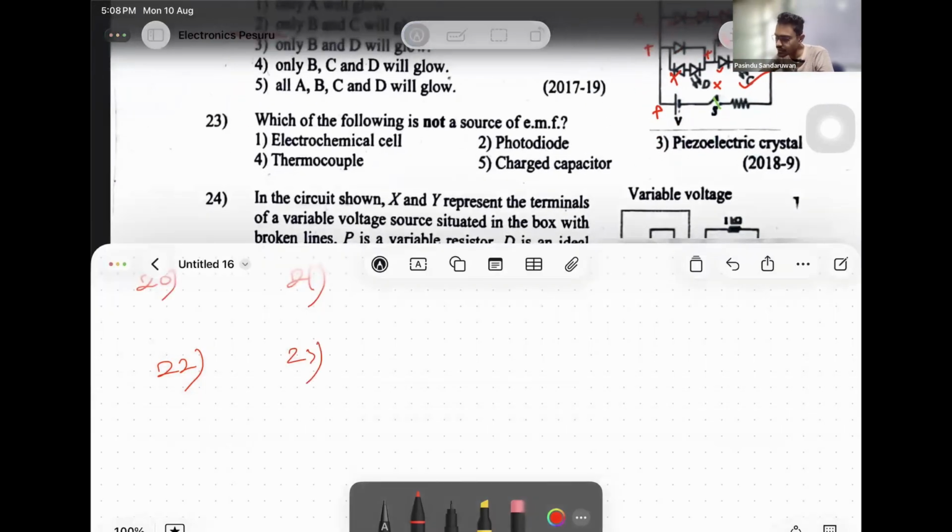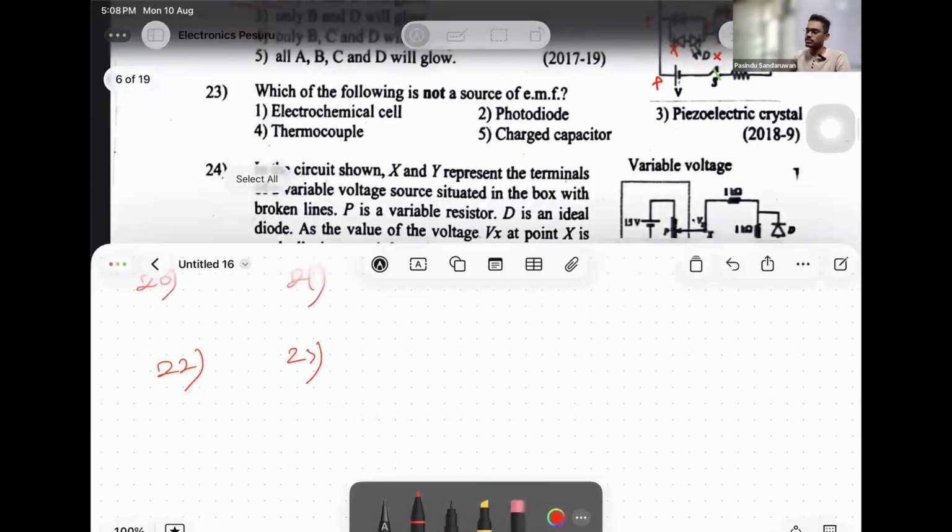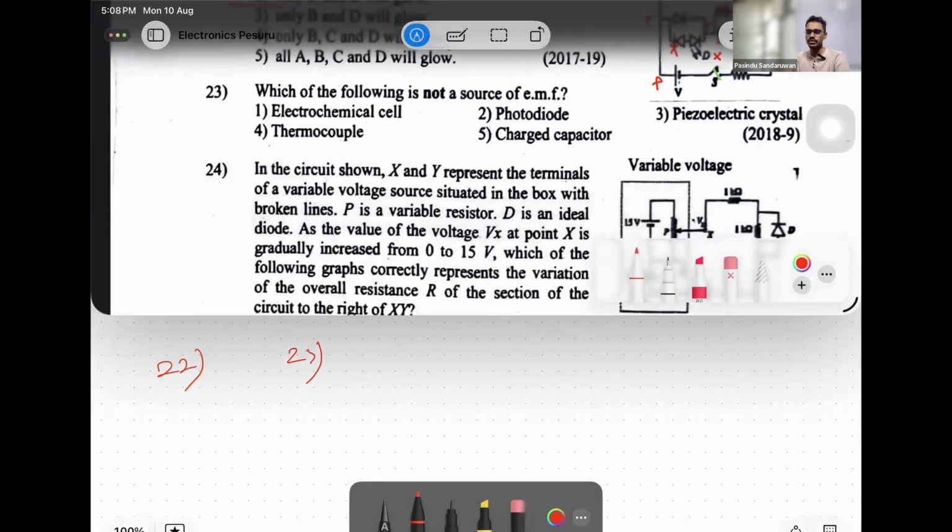Which of the following is not a source of EMF? What we consider a source is something that can generate its own electromotive force. This confusion comes with the capacitors, because capacitors can store charges and release charges, no? But we have to charge the capacitor externally. So that is not its own charge.